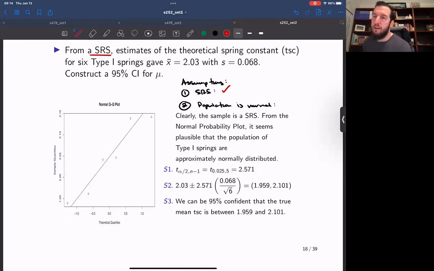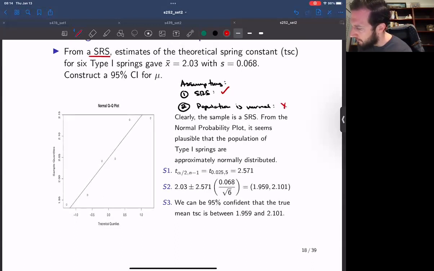What we don't want to see here is any evidence of a curvature, which I don't think we see. I think that this again looks quite linear. So in this case, we can say that there's evidence that the population from which we sampled is normal. So that would check off the second assumption. So we can say here, yes, since the QQ plot shows linearity.